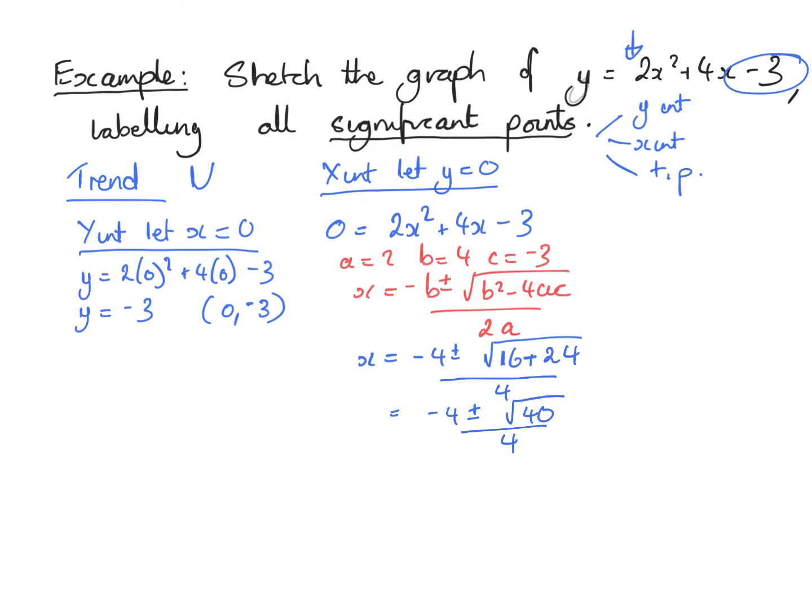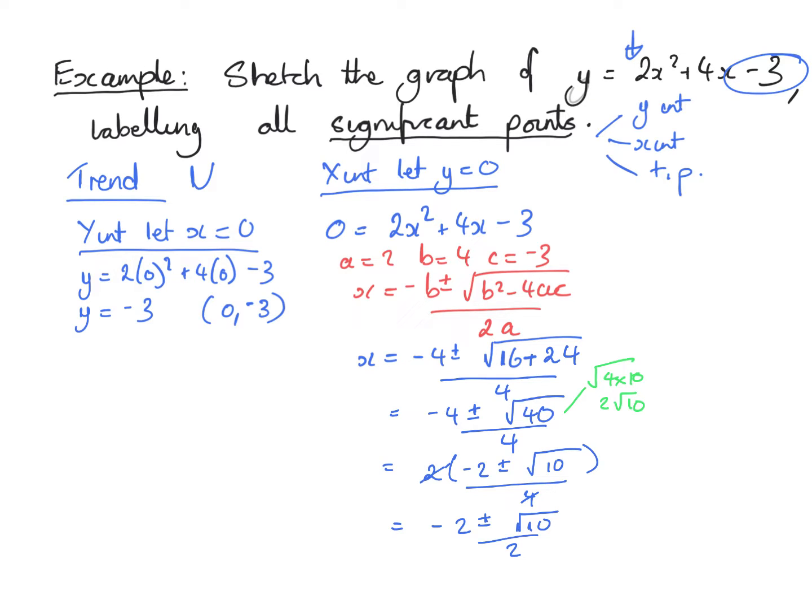And again, taking out a common factor there, Jonathan, the square root of 40 is the square root of 4 times 10, so it's 2 root 10. So I'm going to take out a common factor of 2. And I've got minus 2 plus or minus the square root of 10 on 4. That goes, so I've got minus 2 plus or minus the square root of 10 on 2. Now, there are your two answers.